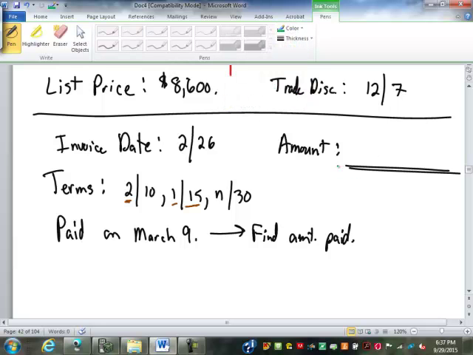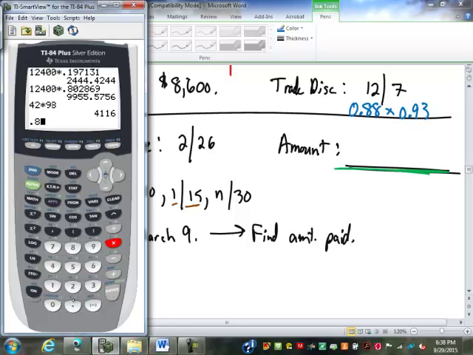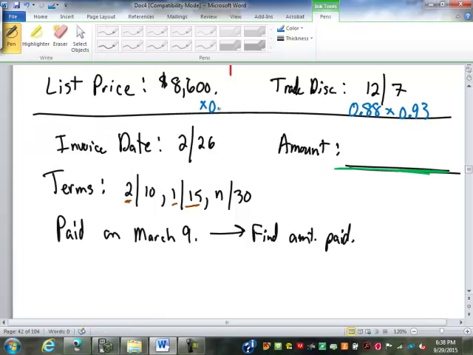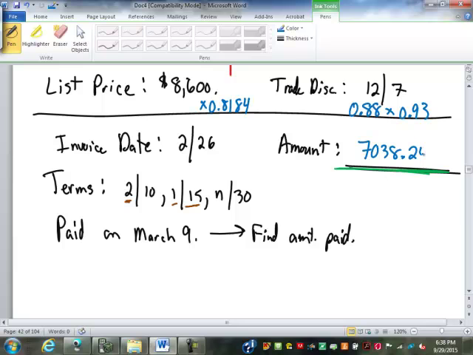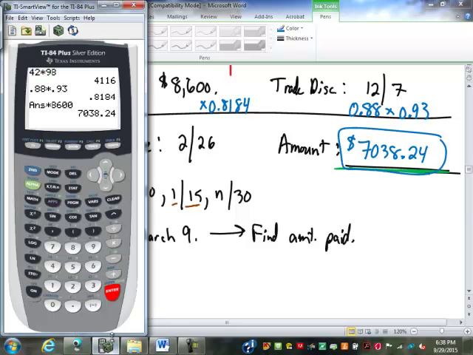So first thing we're going to fill in is, what is this invoiced amount? It's not $8,600. What's it going to be? Well, we're going to take the 12/7, and what are we going to do with it? 12% discount means you paid 88%. 7% discount means you paid 93%. So 0.88 times 0.93 gives us a net decimal equivalent of 0.8184. So that 8,600 list price is going to be multiplied by 0.8184 to get an invoiced amount of $7,038.24. So that is the amount that goes on the invoice after the trade discount.